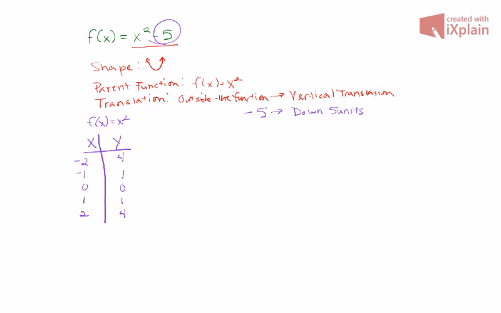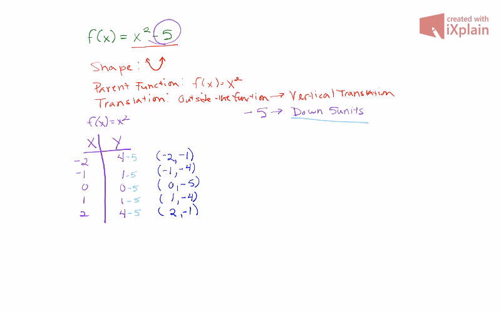But since I am moving down 5 units, and I know that that impacts the y values, I'm going to go ahead and subtract 5 from each of the values from the parent function in order to move the points down 5. So that means that my new coordinates will be -2, -1, -1, -4, 0, -5, 1, -4, and then 2, -1.